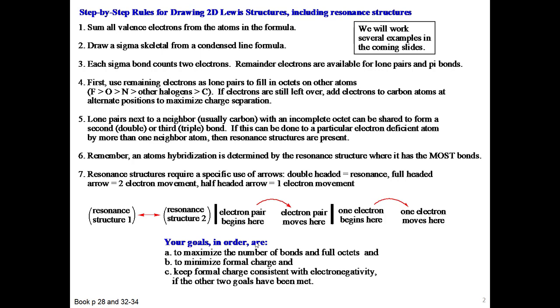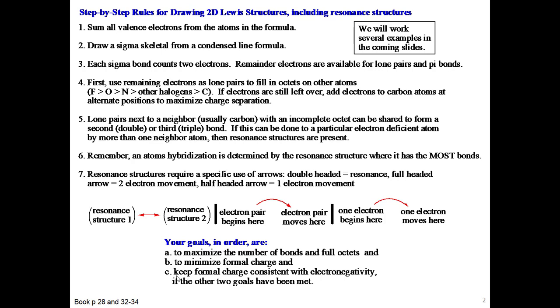So our goals as we write these resonance structures to get to the best resonance structure is we want to maximize the number of bonds and full octets. That's the number 1 goal. Okay, now if you've done that, then you want to minimize any formal charge that's present. So sometimes you can have the same number of bonds and full octets, but you have one structure with formal charge and one structure without formal charge. So without formal charge is better, where you don't separate the charge.